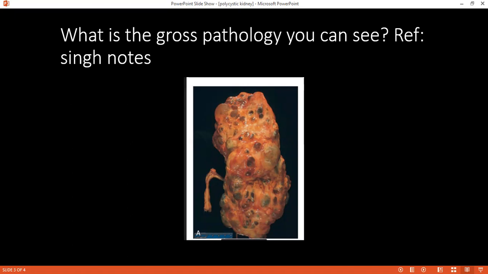PKD gene, yes, the gene 1 and 2. And it is an autosomal dominant condition. Yes. All right, can you please tell me the pathogenesis of cyst formation?